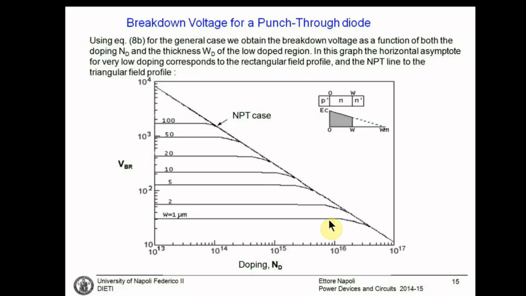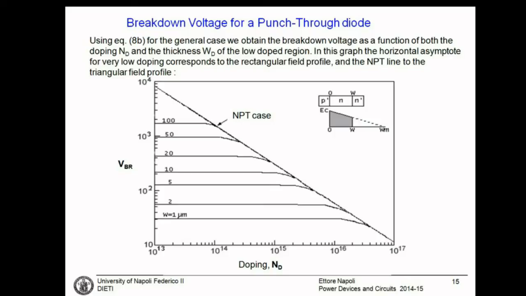Here there is no dependence on the thickness of the intrinsic layer, because the intrinsic layer is thick enough to deploy the entire electric field. You have a triangular electric field that starts from the critical electric field and goes to zero. In this case, you just have the relation between doping and breakdown voltage. And you can see that for 10 to the 3rd, that is 1000 volts, you need 10 to 14 doping.